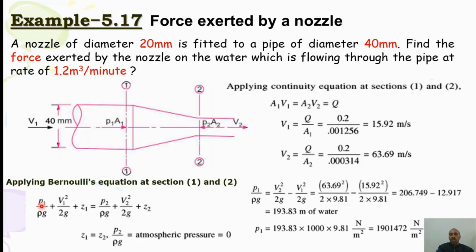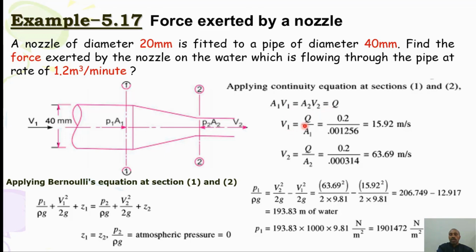So you have pressure head, velocity head, and potential head, Z1. So since it is horizontal, so I think Z1 is equal to Z2. So you can have P2 over rho G, which is atmospheric pressure, which is 0. So we will substitute. So apply continuity equation at section 1 and section 2, since discharge is constant at inlet and exit. So A1 V1 equal to A2 V2 equal to Q.